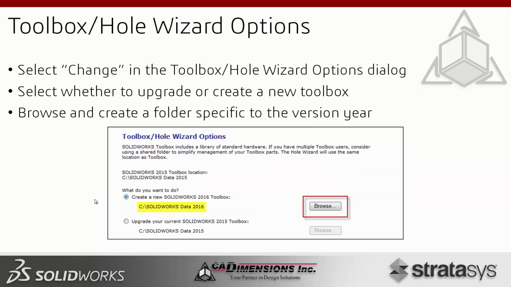And then we'll do the exact same thing for the toolbox. So hit back to summary on the last one, go in and then select change for the toolbox and hole wizard options, and then you go ahead and browse and create a SolidWorks Data 2016. If you don't do this, the next time you go to install, you'll see a SolidWorks Data with a parentheses 2 or 3 or 4, and then it just gets a little bit confusing which one's which, so I like to specify the version year.